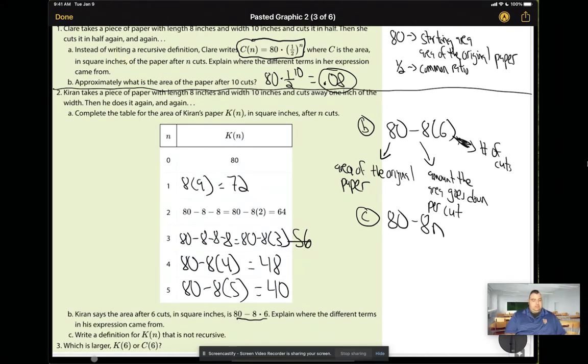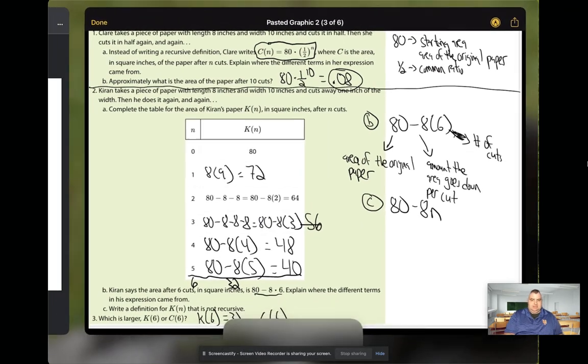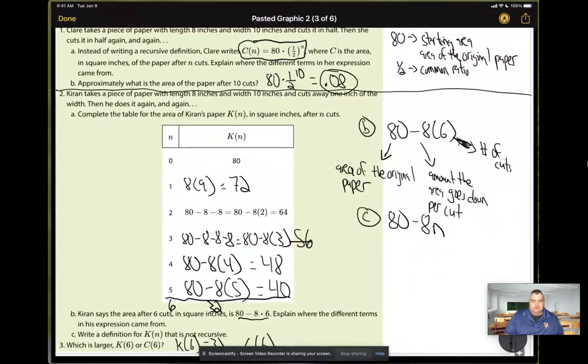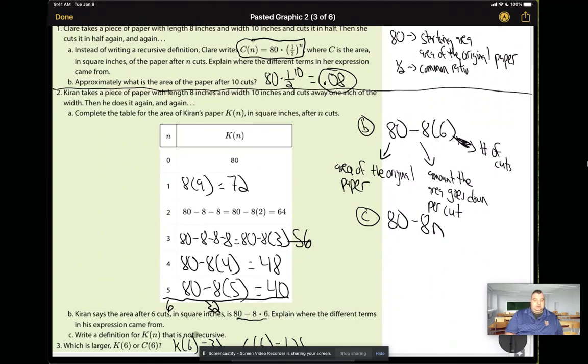And 3, which is larger, k of 6 or c of 6? Well, k of 6, if I were to make an extra row here, it goes from 48 to 40, so k of 6 would be 32. What would c of 6 be? Well, up here, I'm going to take this formula, and I'm going to plug in 6 for n. So it's 80 times a half to the power of 6. So I'm going to take this and replace the 10 with the 6, and it's 1.25. So k of 6 is 32, c of 6 is 1.25. So which is larger? K of 6 is larger.